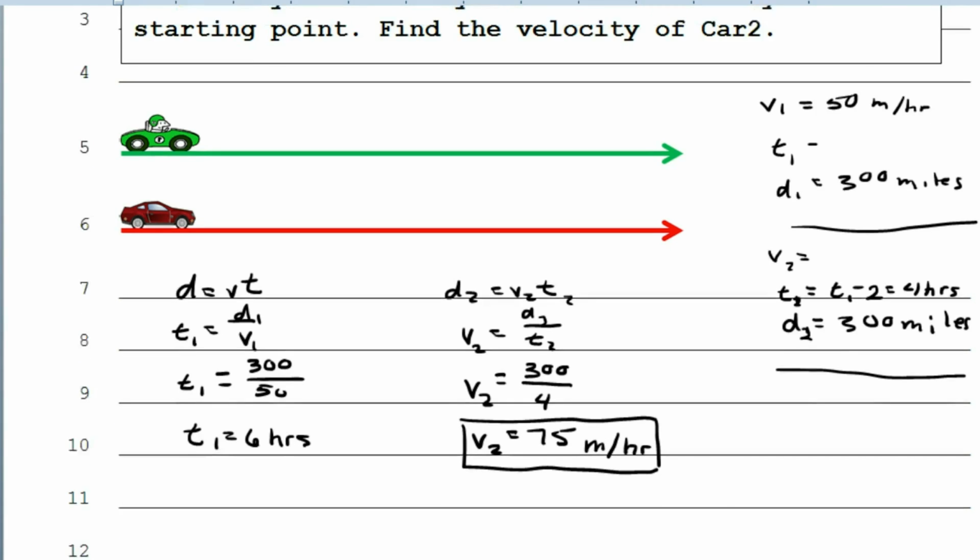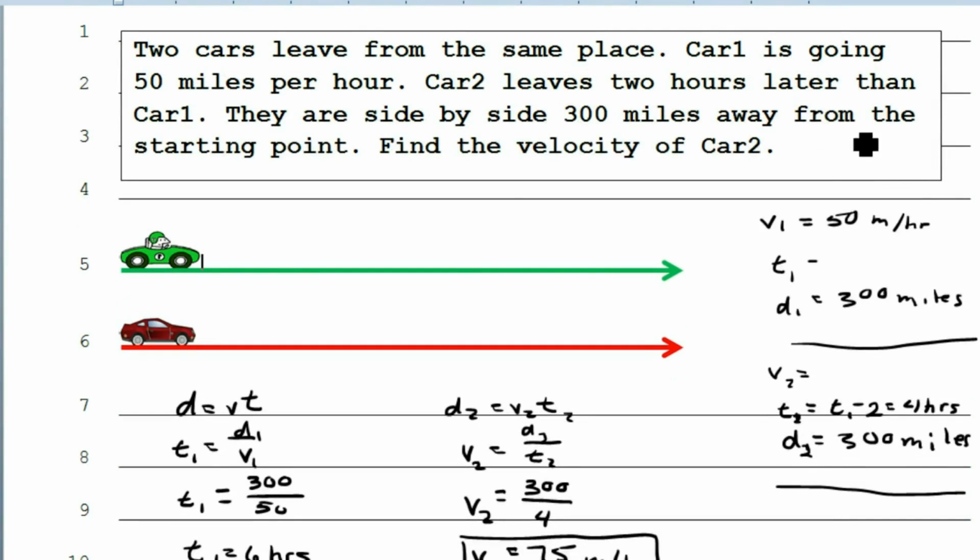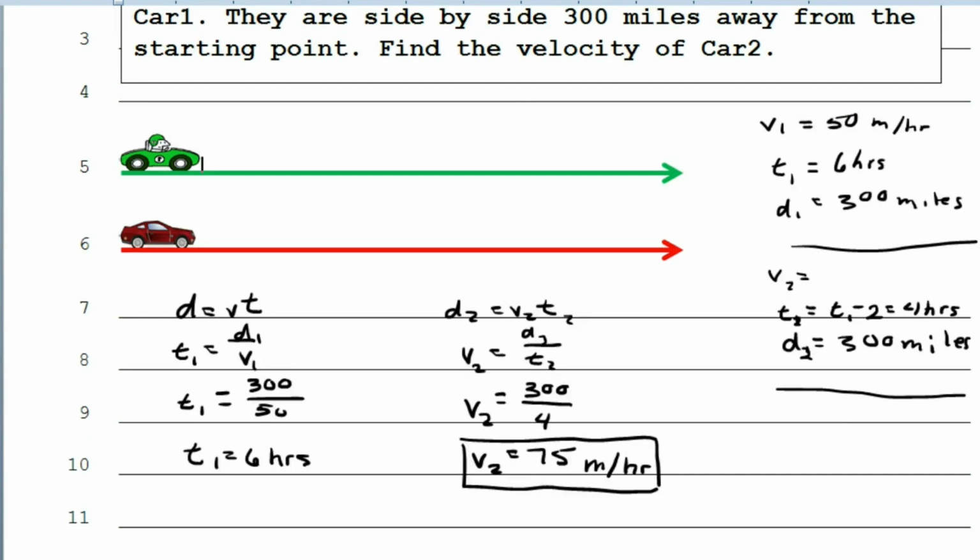From looking at the problem, you're not given very much information. It looks like you're not given very much information at all. You hardly have anything about car 2 except the distance it goes, and no mention of any times. But as you see, you can figure out the time from the information that you've been given. You can calculate everything out, and it's not hard to find V2, which is 75 miles an hour.